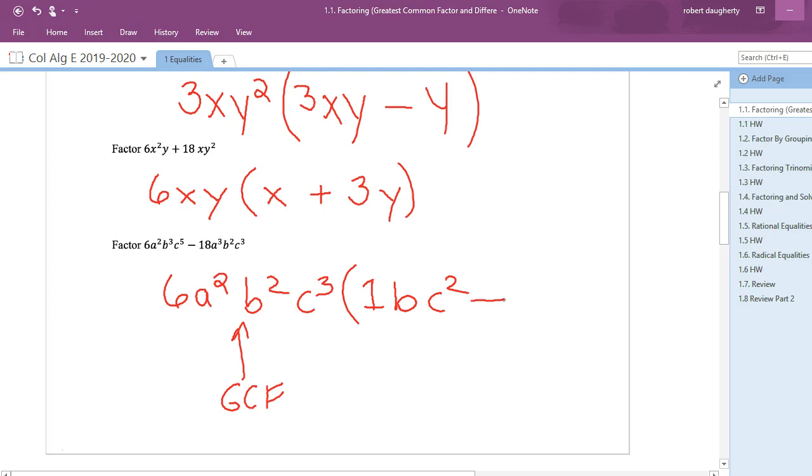What do I multiply 6 by to get 18? 3. And then what do I multiply a squared by to get a cubed? That's a. What do I multiply b squared by to get b squared? That's 1. C cubed to get c cubed, that is 1. So that's it, okay? So greatest common factor, this is the way we apply it. We have to look at both terms, figure out what is the greatest factor, the greatest thing that they both have in common.